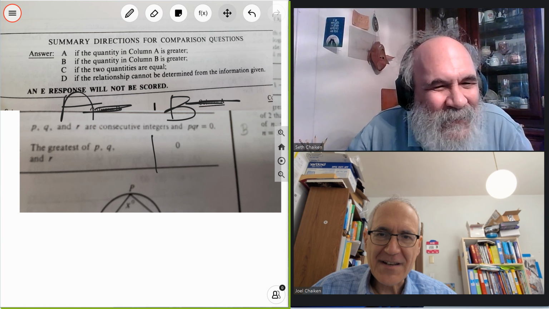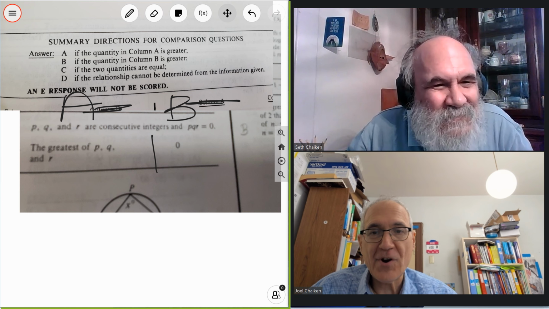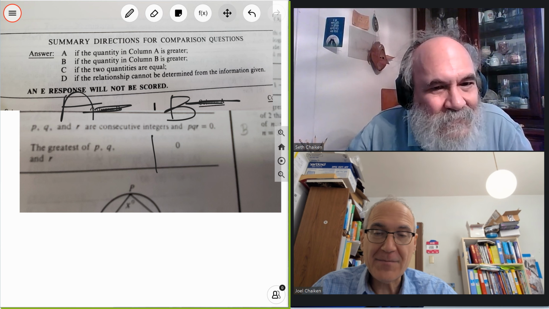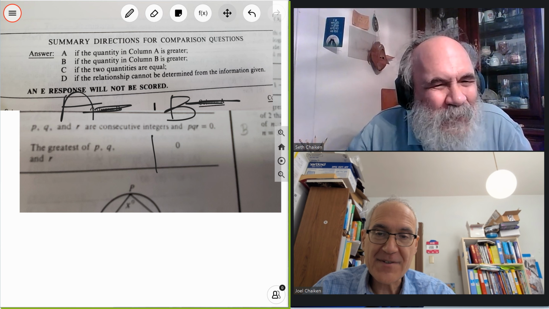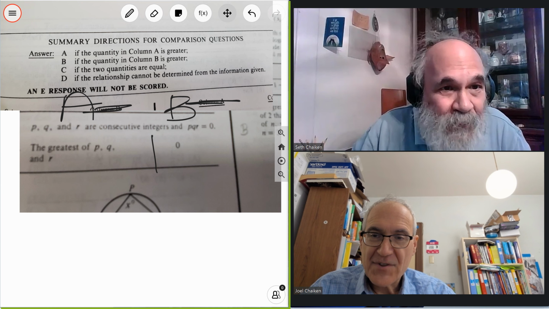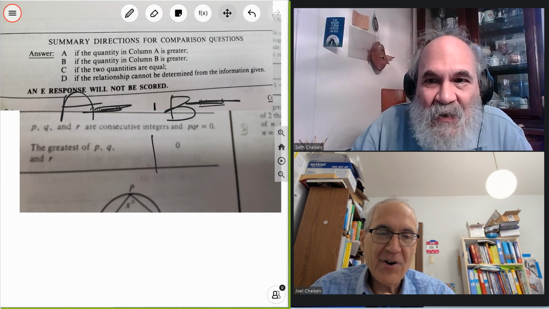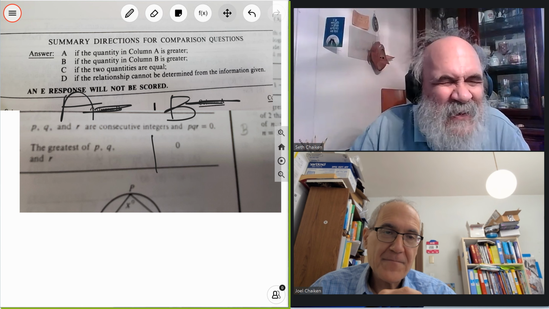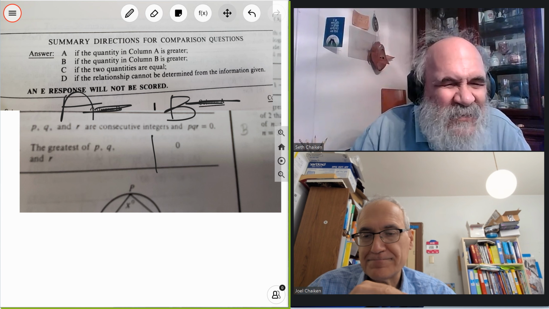It seemed to me that one of those numbers, P, Q, and R, has got to be 0. Otherwise, when you multiply them, you don't get 0. At least one of those numbers has to be 0. So if one of those numbers is greater than 0, okay, here we go. P, Q, and R can be negative or positive. So maybe the answer is D. Anything goes. So one of these numbers is 0.